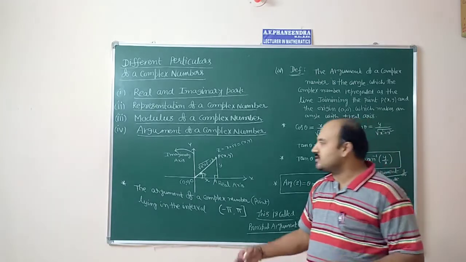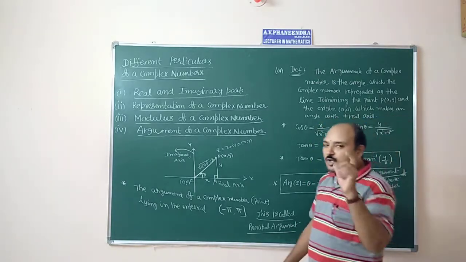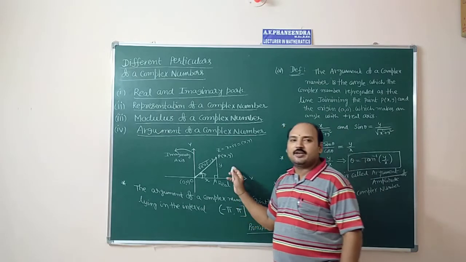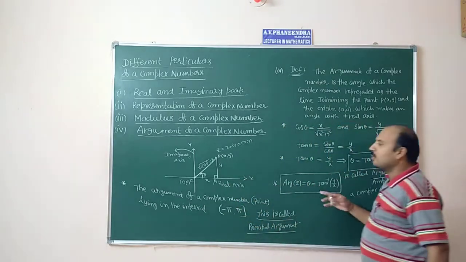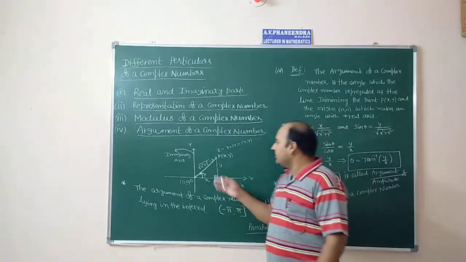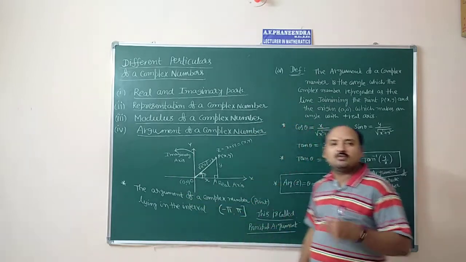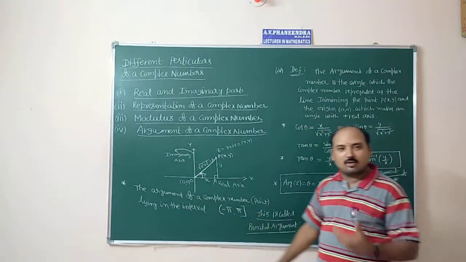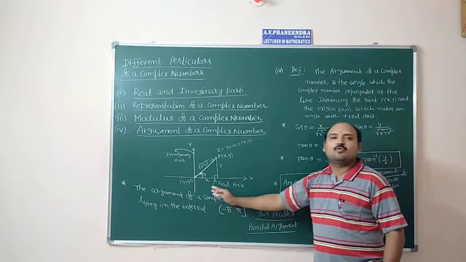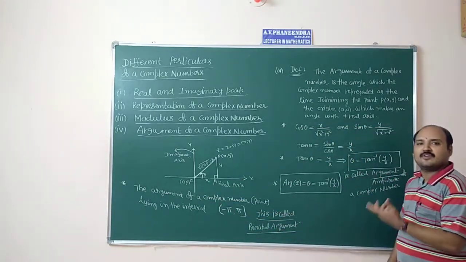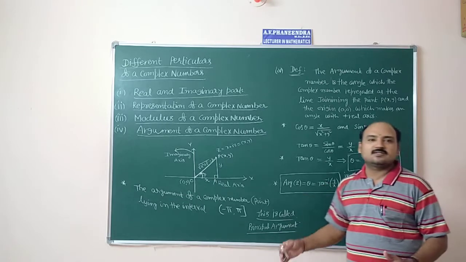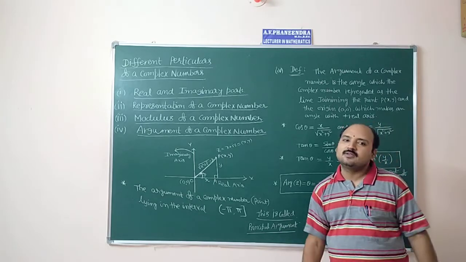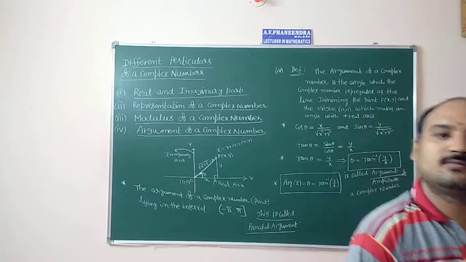Five more minutes of discussion. Suppose the point is in the first quadrant, what is the argument of the complex number? If the point is in the second quadrant, what is the argument? If the point is in the third quadrant, what is the argument? If the point is in the fourth quadrant, what is the argument of a complex number? That we will discuss, and after that we will end this session.